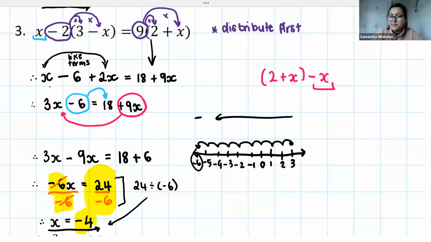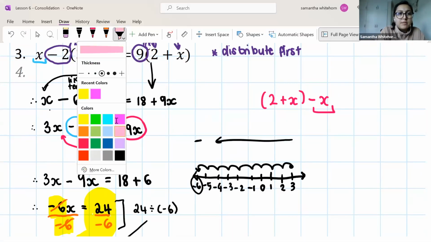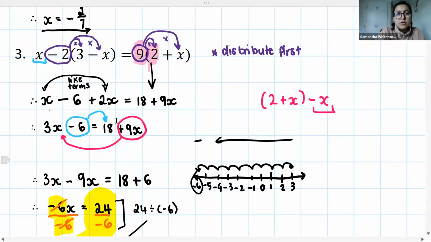Amanda? Ma'am, how did you end up getting the 18? Okay, so the 18 came from the distribution right at the start. That 18 came from me saying 9 times 2, and 9 times 2 gives me 18. Okay, thank you, ma'am. No problem. So it was just the distribution that I needed to do at the start.